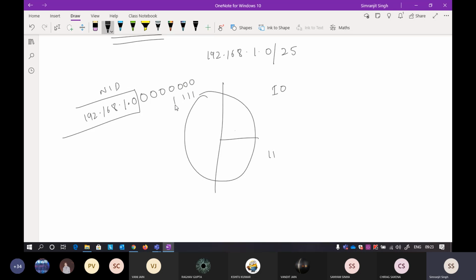So the maximum range I can get will be from 0 to 127. Now, if you want to write the CIDR notation, the subnet mask here will be different. If I write the CIDR notation for this particular block, it will be 192.168.1.0 slash. When you are writing the slash, you have to include the subnet ID. Here I have only fixed one bit, that is 0.